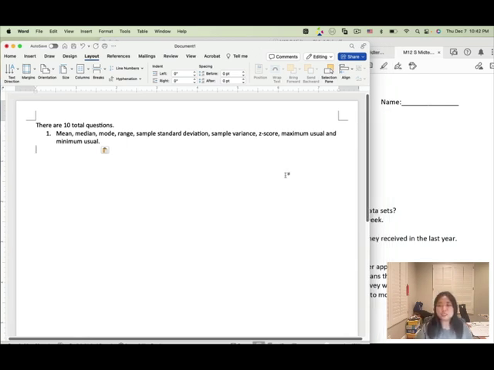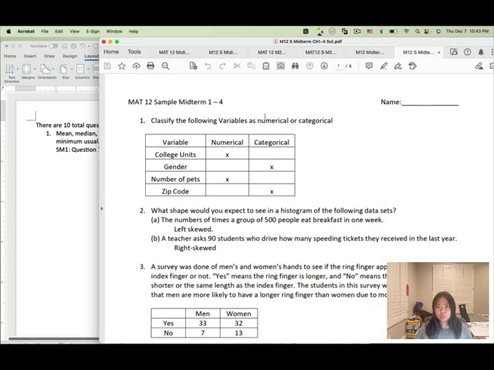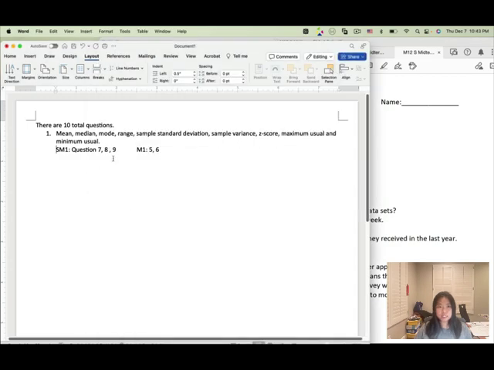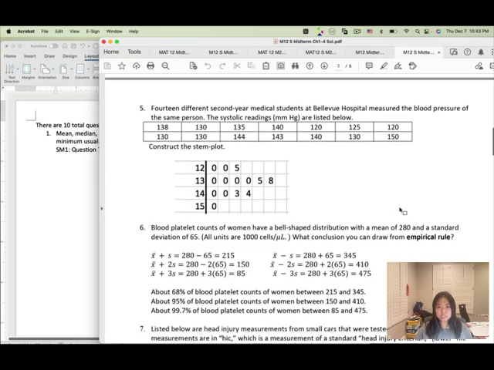So how do you study for your final? First, you're going to take out all the sample midterms and the midterms. I will post the solutions in Canvas. For question number 1, you need to know all this. So you're going to look at your sample midterm 1 and try to redo questions 7, 8, and 9.